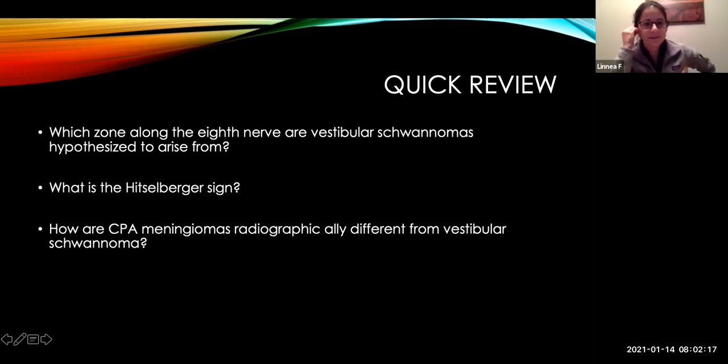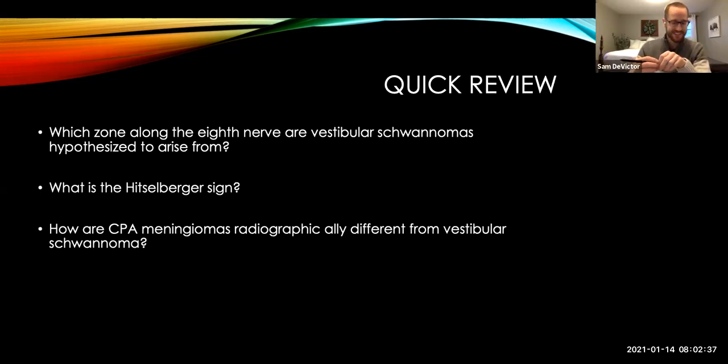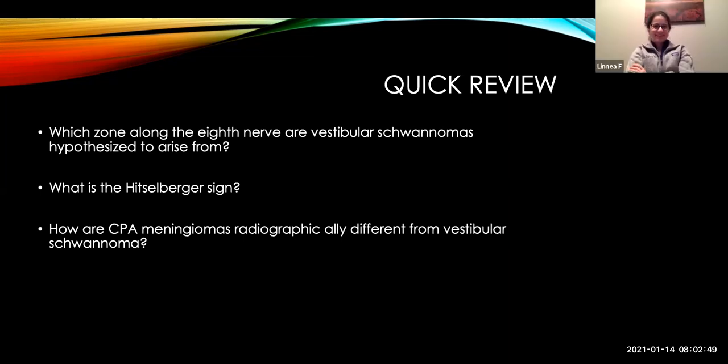I think this is the last one. What is that zone along the eighth nerve where vestibular schwannomas are hypothesized to arise from? Funny little name. Somebody who's very famous and is very proud of this, probably. I thought proper names were out. I don't remember those fancy names. It's like Obersteiner-Redlich, something. Very nice.